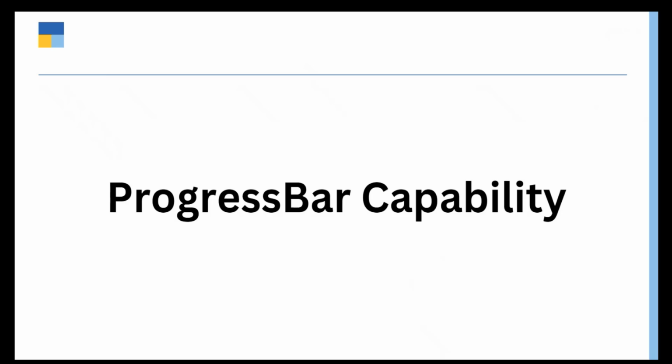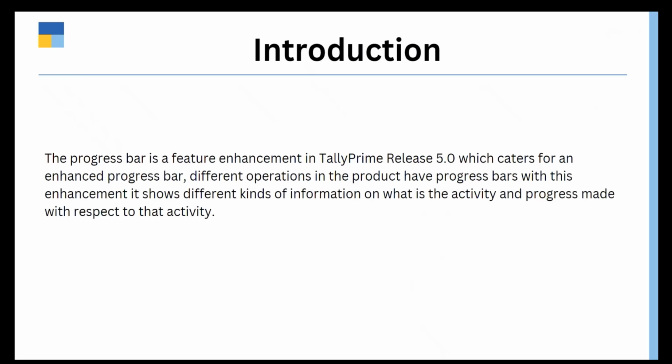Today we will explore the newly introduced capability in TDL called Progress Bar, which is a new enhancement in Tally Prime Release 5.0. In this video, you will understand how this new capability caters for an enhanced progress bar. Different operations in the product have progress bars, which display details of the progress or task completion. With this enhancement, you can display different kinds of details, such as activity name and progress status. This feature is mainly used in connected GST.